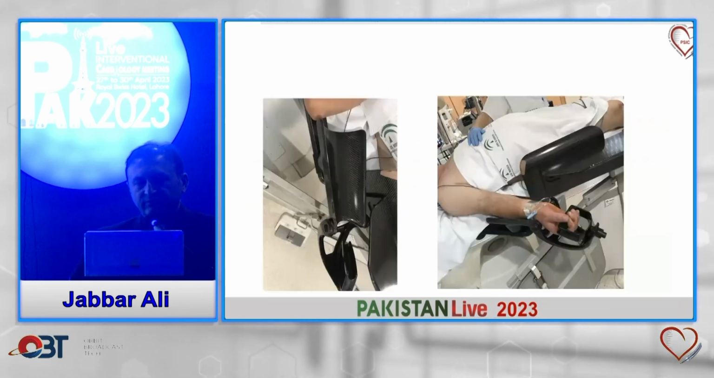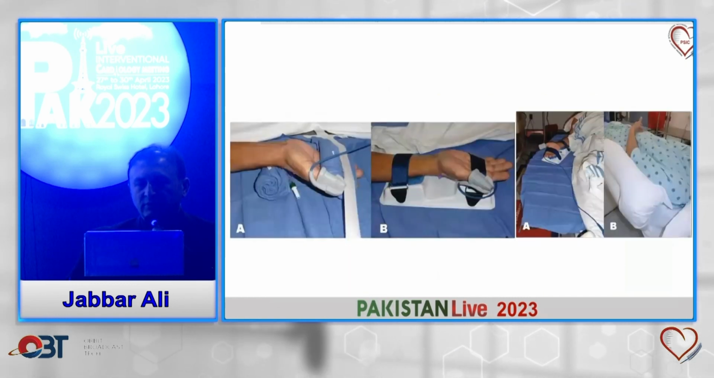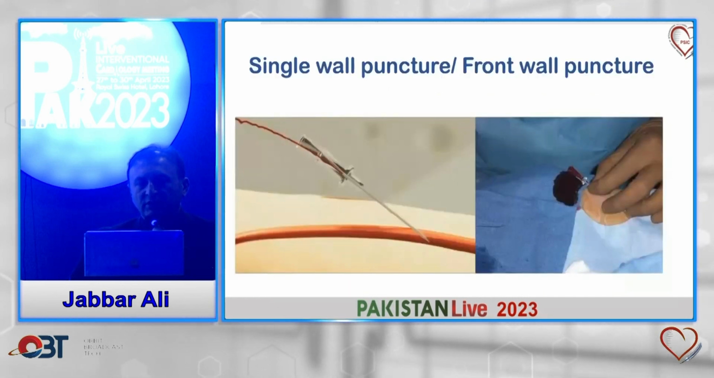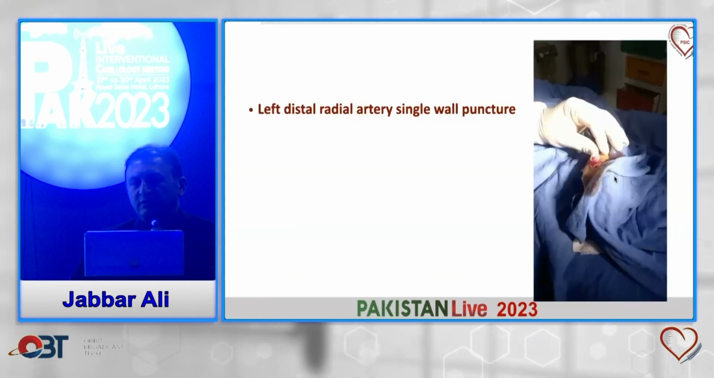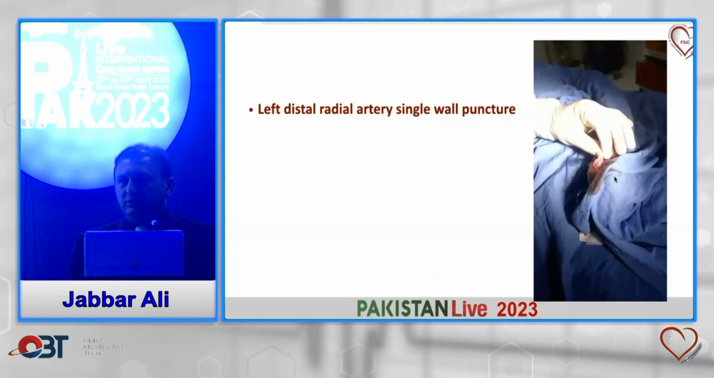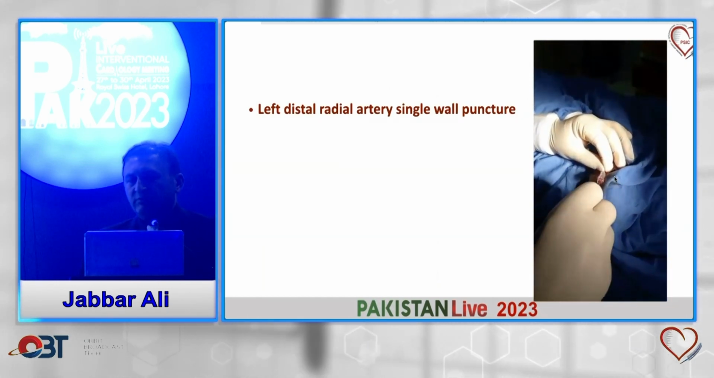And this is the commercially available radial support, various types. This is the single wall puncture. This is the left distal radial artery that we do if the right radial is not available, or the patient is CABG.